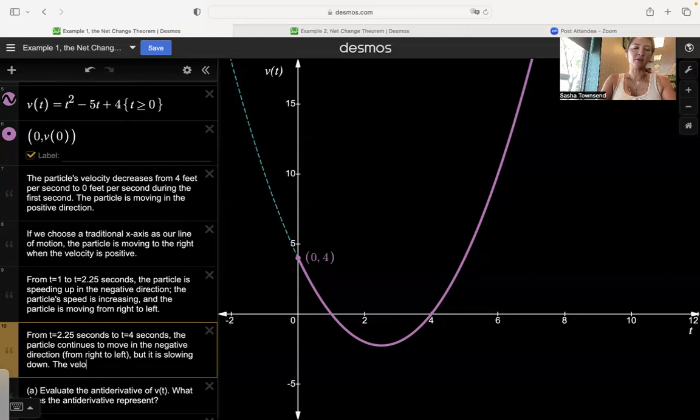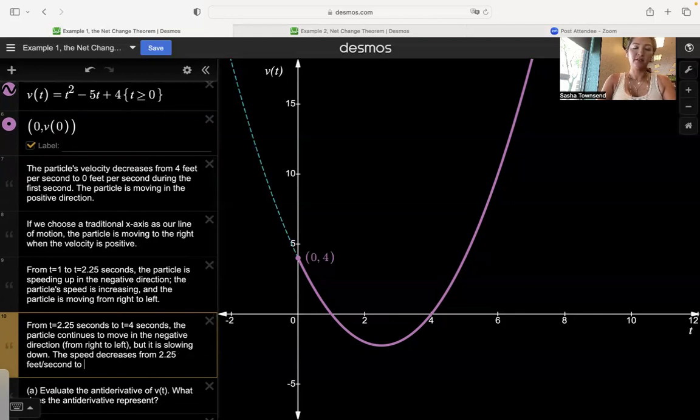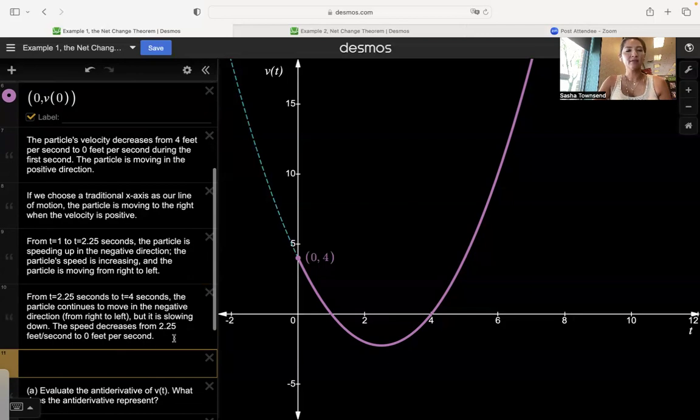The velocity decreases, or let's say the speed decreases, from 2.25 feet per second to 0 feet per second. Then you say, okay, well, what happens at t equals 4 seconds? Well, then instead of moving from right to left, you start moving from left to right again. You start moving back in the positive direction, and that velocity keeps increasing. Since the magnitude of the velocity is increasing, your speed is increasing.